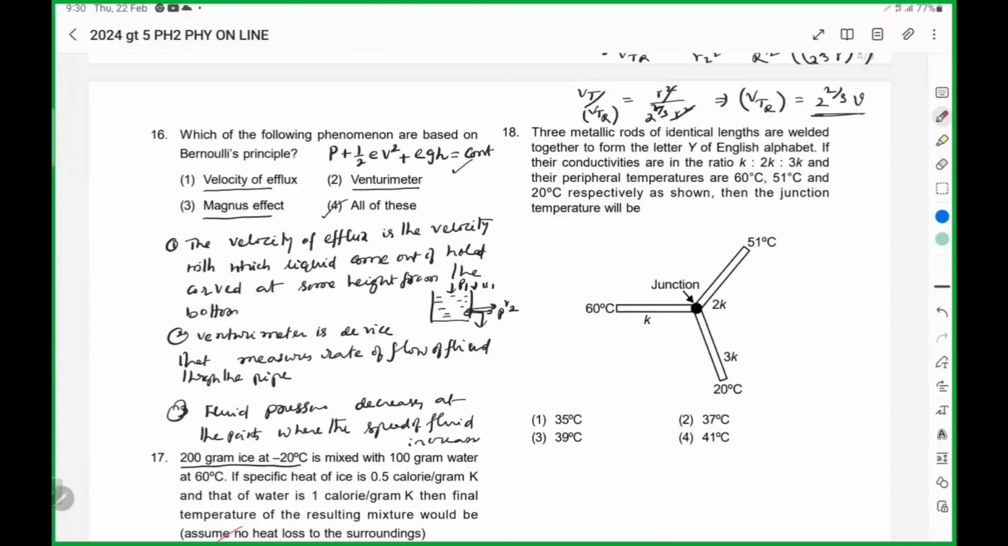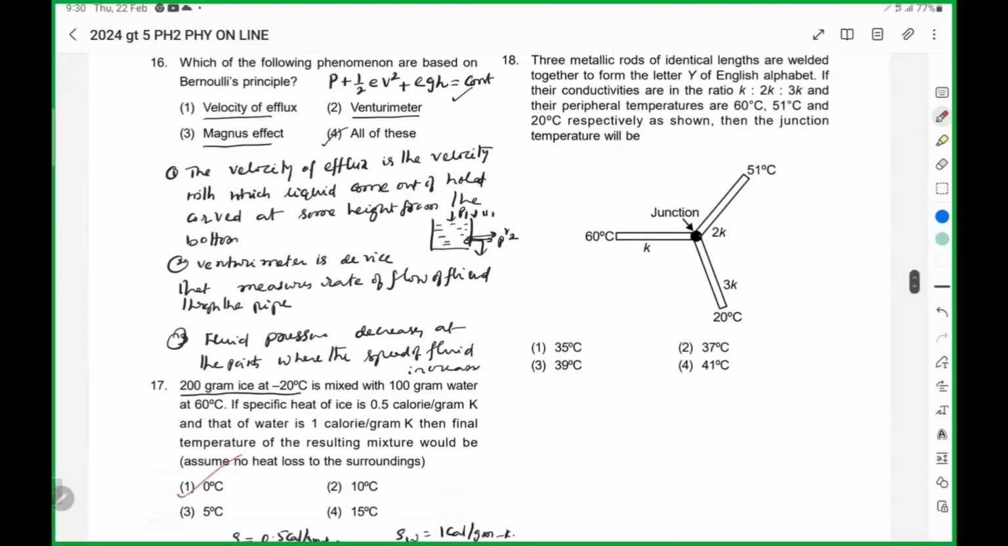Here, 3 metallic rods of identical lengths are welded together to form the letter Y of the English alphabet. This type of problem uses Kirchhoff's law. So for the rate of flow of heat, let us name it ABCD. The heat current that enters B is measured as K into delta theta by L.